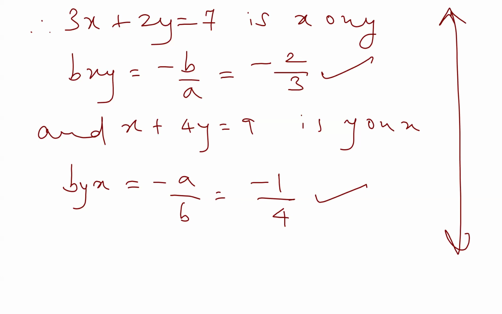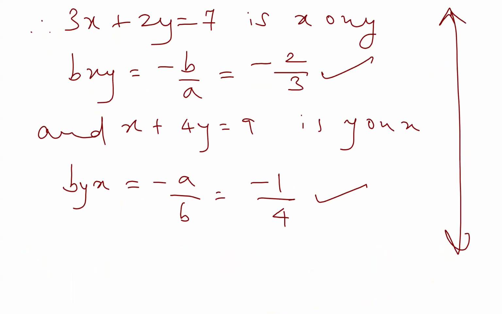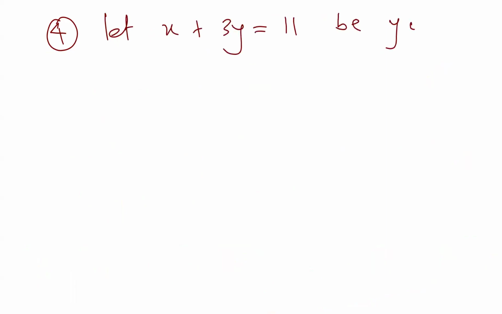Let us go to question number 4. There are two lines given. We don't know which is x on y and which is y on x. So let the first line be y on x. Randomly I am taking. So byx is equal to minus a by b. So minus 1 by 3.